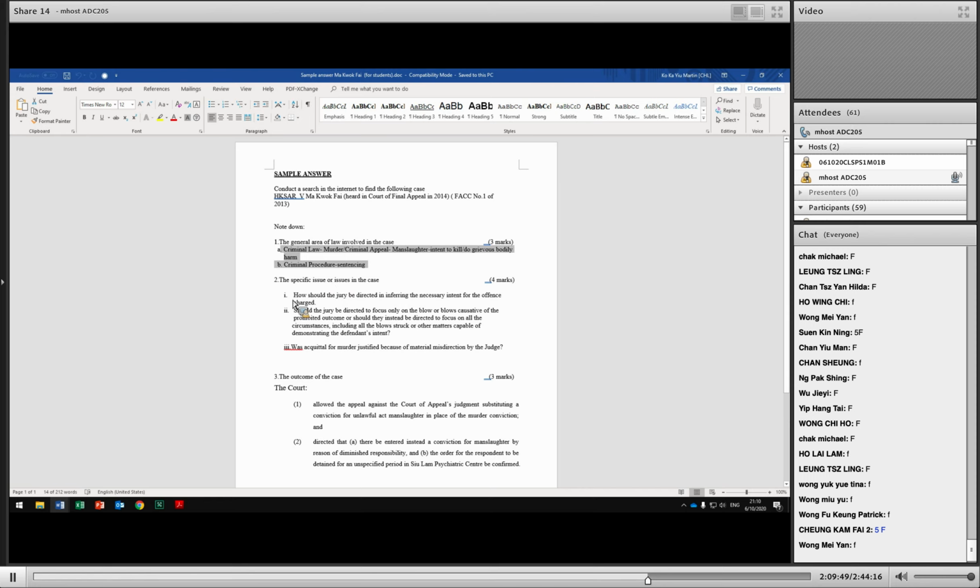Issue is a point of dispute. Usually it is in a question form. For example, in the case of Donoghue v Stevenson, the issue was whether the manufacturer owed duty of care to the end consumer. Okay. So it's the issue.